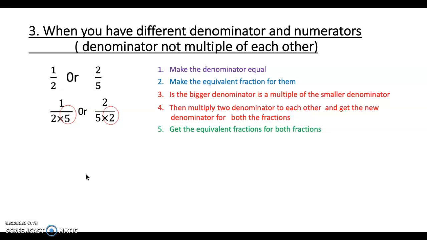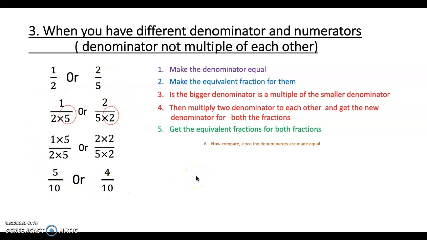Now after that you make the equivalent fraction for both fractions. So how do we make the equivalent fraction? We make the equivalent fraction by multiplying the numerator by what you multiply the denominator by. You multiply the denominator by 5, right? So here this 1, the numerator, must be multiplied by 5. For the other fraction it's like this. Now our equivalent fraction for 1 over 2 is 5 over 10, and 2 over 5 is 4 over 10. Now we can compare.